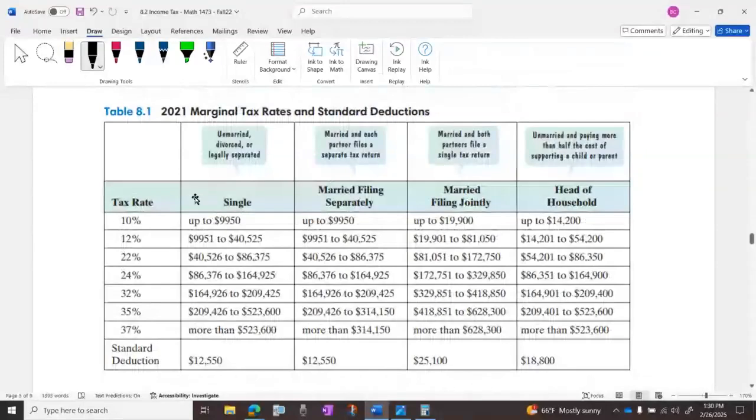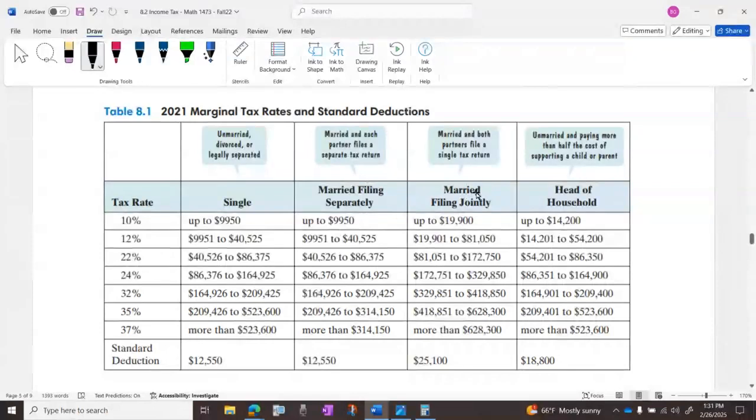This is 2021. We use 2021 as an example. Marginal tax rates and standard deductions. So once you have your taxable income, you need to look at the table here and find your category. Are you going to file your tax as a single person, or married but separate, or married jointly, or as the head of a household? So there are 4 categories. Single means never married, divorced, or legally separated. Second category, married filing separately. You are legally married, but you decide to file the tax separately from your spouse. Why do people do that? Because in some cases, for some people, filing separately together they save money compared with filing married jointly. Together they pay less tax. So that's the second category.